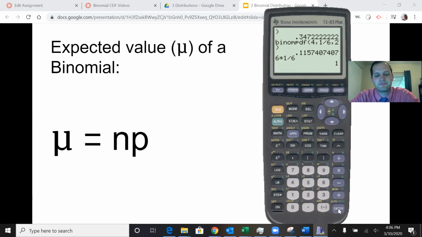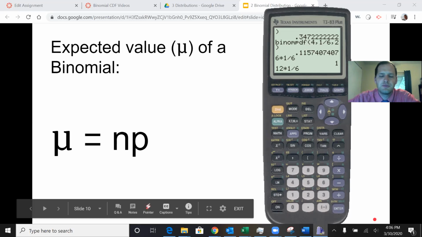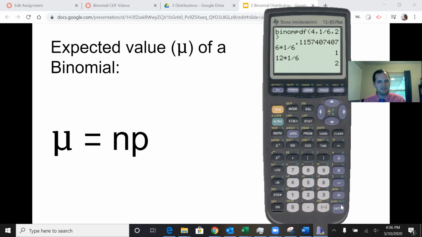Let's do the math. I'm going to do 12 times the average. Or sorry, not the average, the probability. 12 times 1/6 gives us 2. Doesn't that make sense, though? If you have 12 dice, you roll them, and you have it broken up into 6 segments. Well, that's 2 per segment. So you're probably going to get about 2 6s.